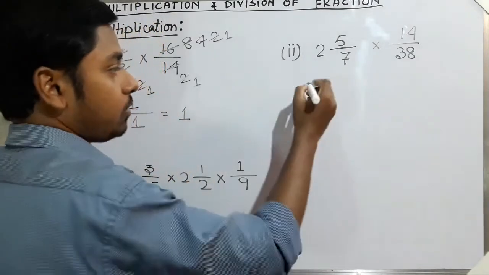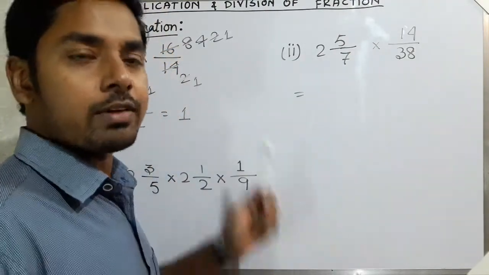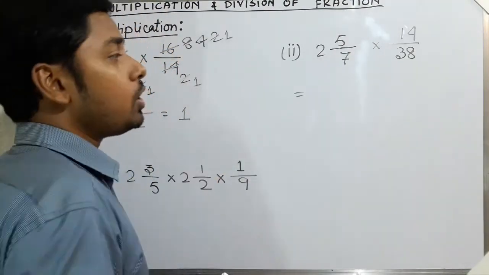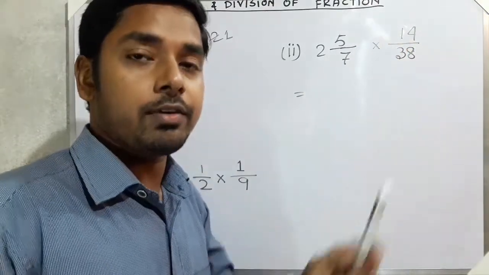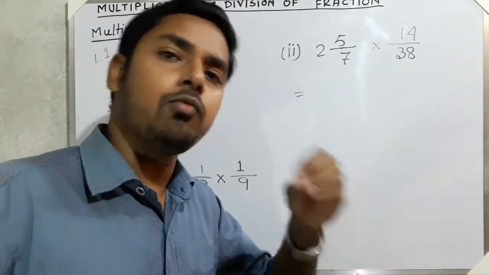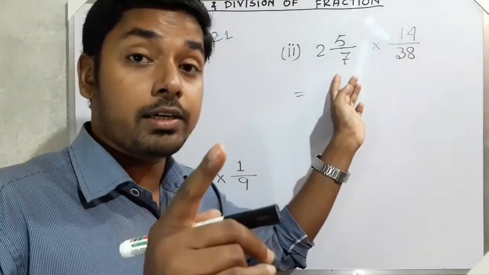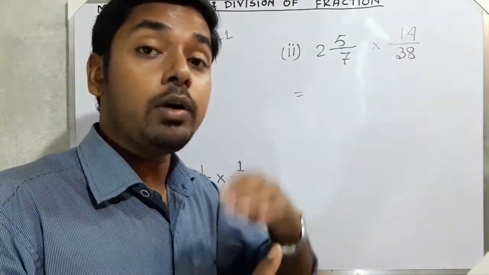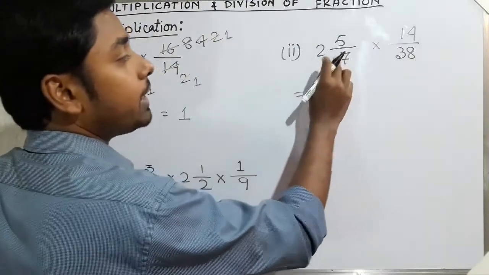Now this question. What do I have to do here? Same thing as we have done here. First of all you have to check if there is any mixed fraction. Whatever you are doing, multiplication, division, addition, subtraction, whenever you have a mixed fraction, the first work is to convert it to an improper fraction. So first of all convert it into an improper fraction.